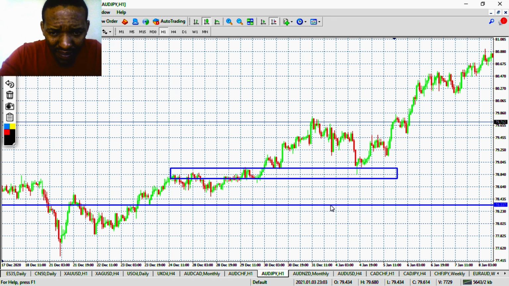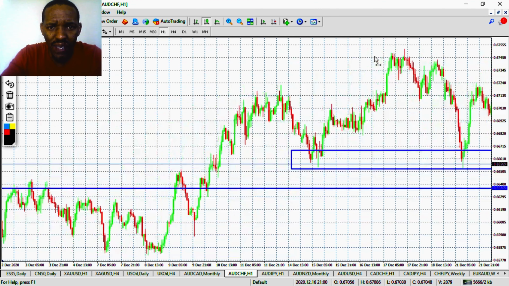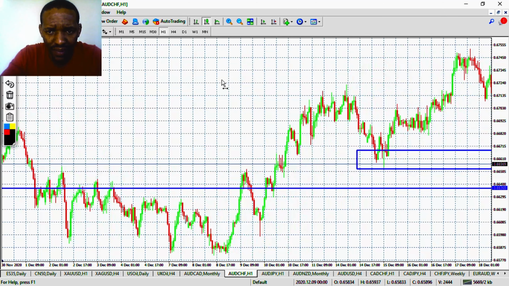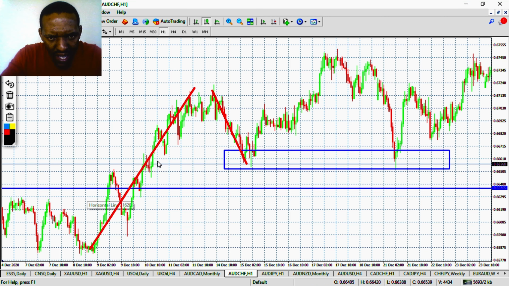And then the third one that we'll be looking at is a deep pullback. A deep pullback is this one right here, guys. How we identify a deep pullback is that we had an impulse, this is our impulse, and then it pulled back down to this area.